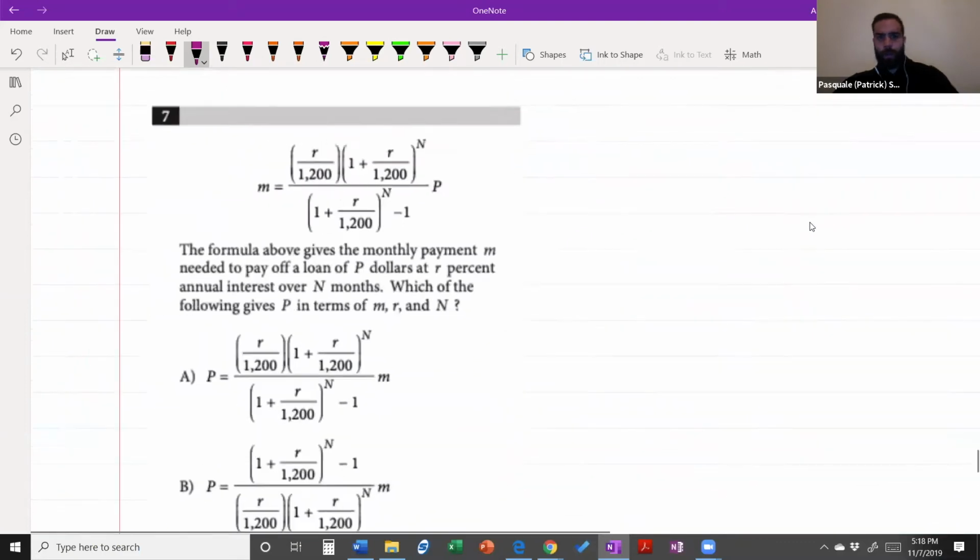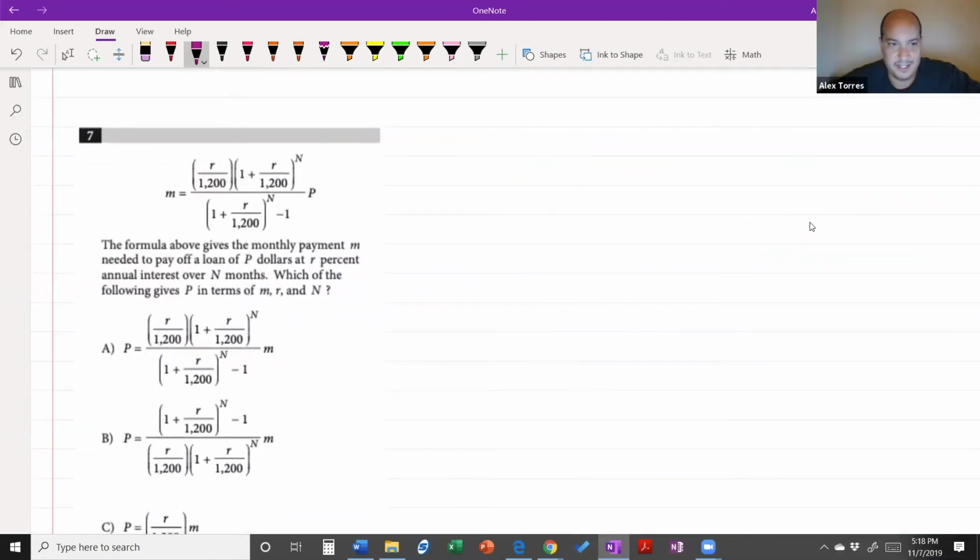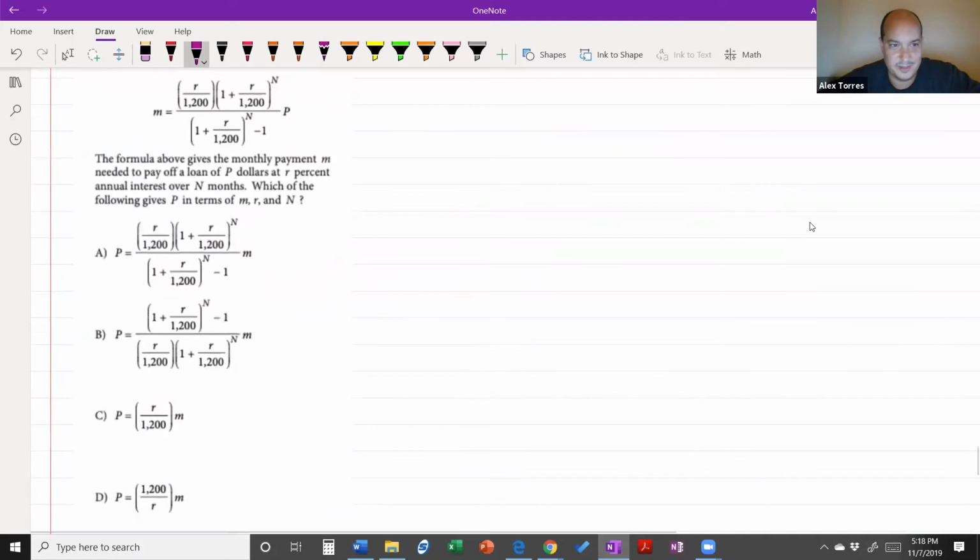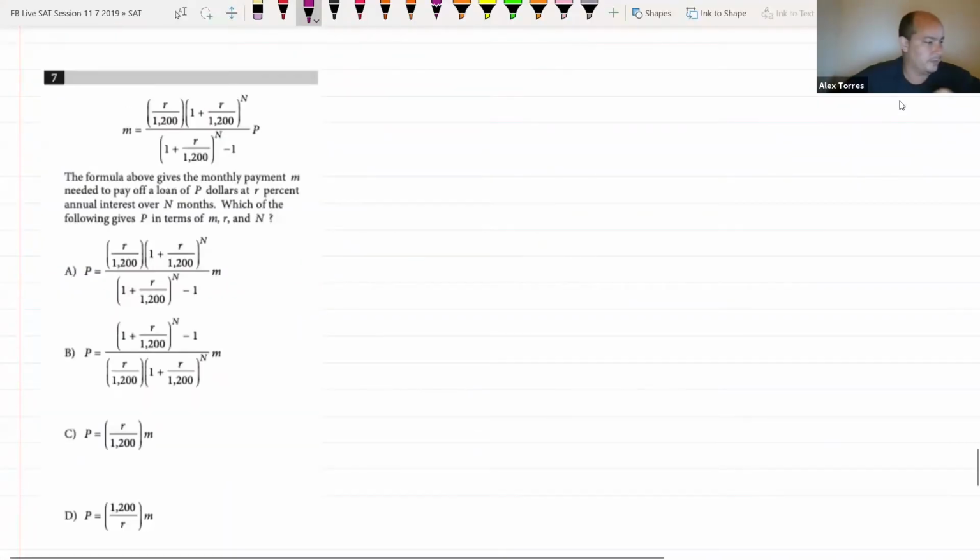This one right here. This lovely looking problem here. I always have a joke with my students when we look at it together. Great SAT math problem.